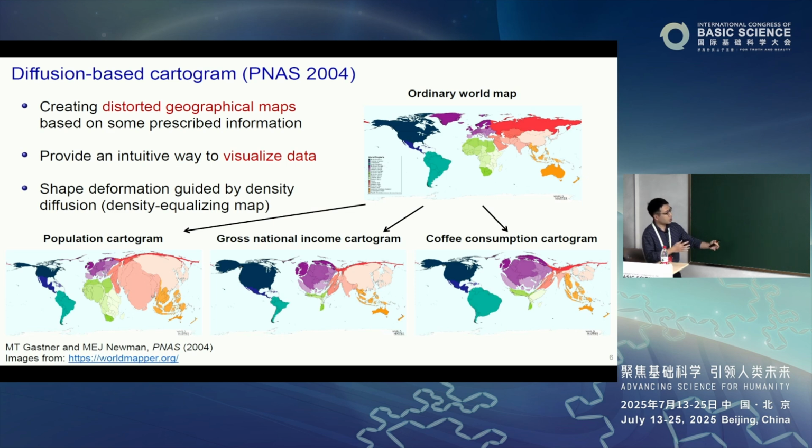Of course, this problem is not exactly the same as our surface quantization problems or the geometry and computing problems that we just talked about previously. But the idea is quite similar in the sense that we would also like to find some way to distort a map, to distort a domain, so that we can achieve some prescribed effects.